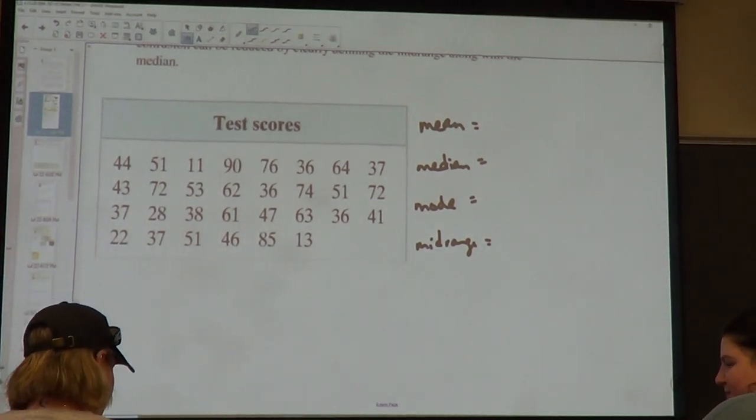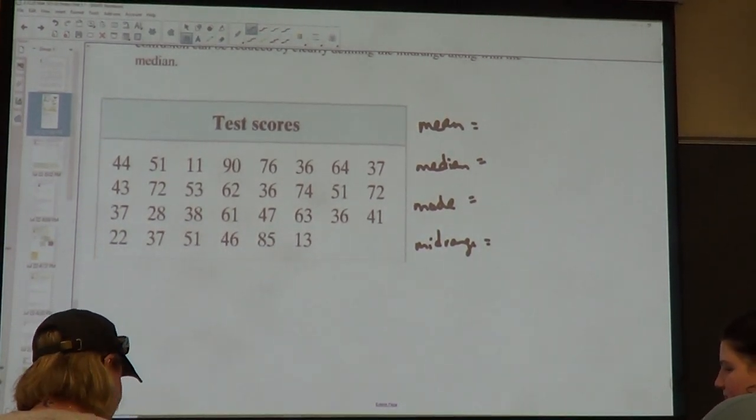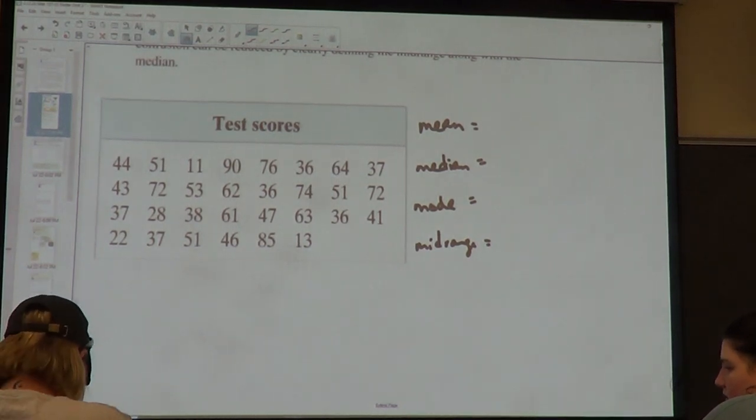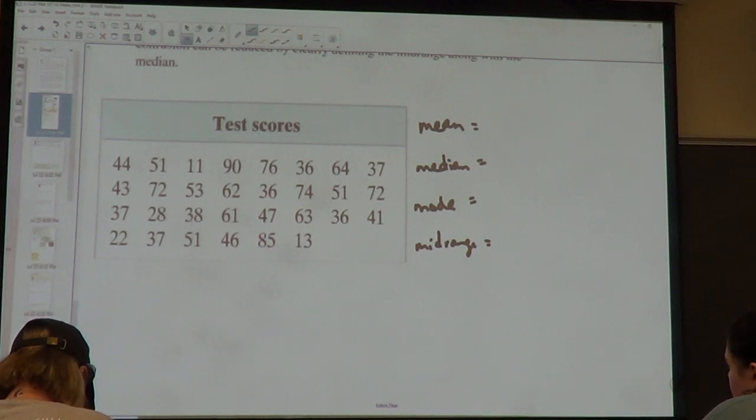Mean, median, mode, and mid-range. How do we clear it again? Go to the top and hit clear enter. Get on top of L1 and hit clear enter.